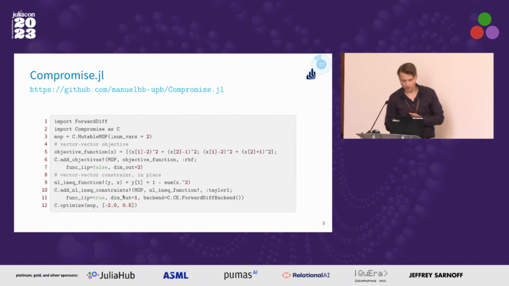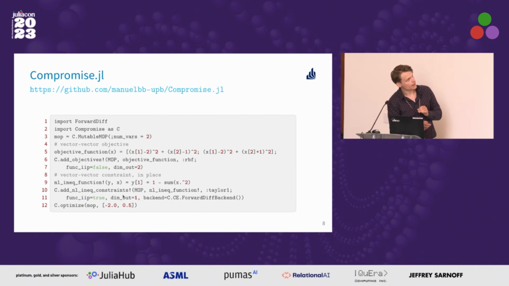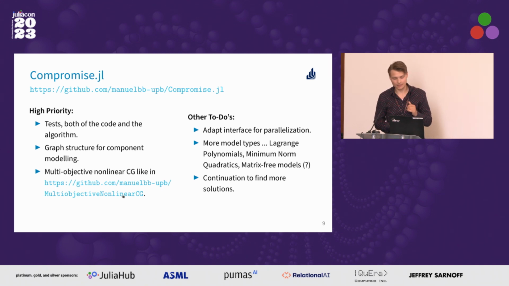Here's some snippet of code that at least didn't error yesterday. So to just show what features are available right now, we can set our objectives out of place and in place if you want. We have an autodiff backend built in, and we can specify what surrogates to use. And then it does what you saw on the plots, and we now want to do some testing to make sure it really does what we hope it does.